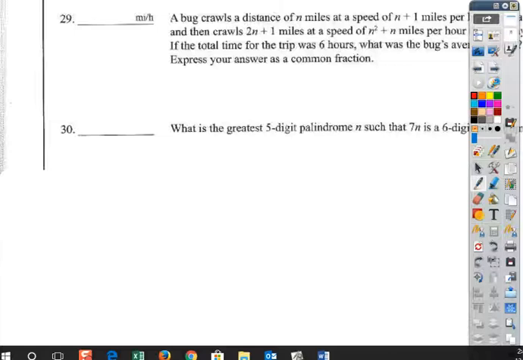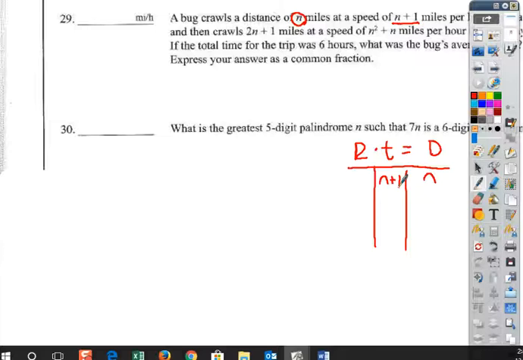So let's say we have n miles at a speed of n plus 1. So I know that rate times time is equal to distance. All right. And so right now it said a distance of n and at a rate of n plus 1. Does that make sense? Oh my goodness, I wrote it under time. N plus 1. Okay. All right.